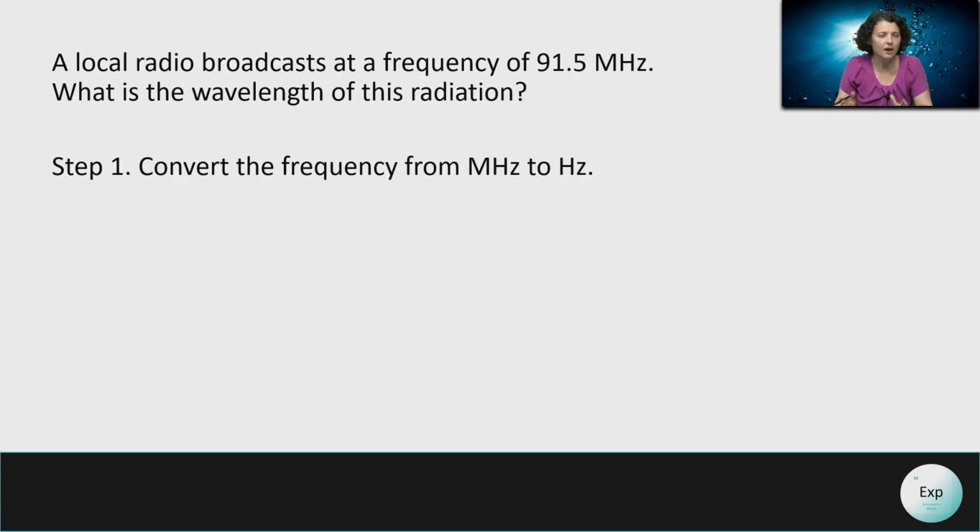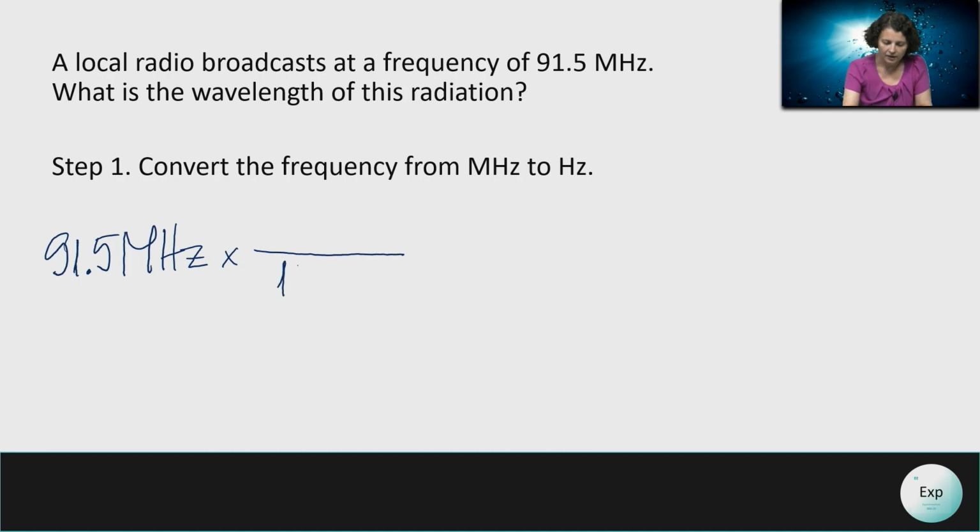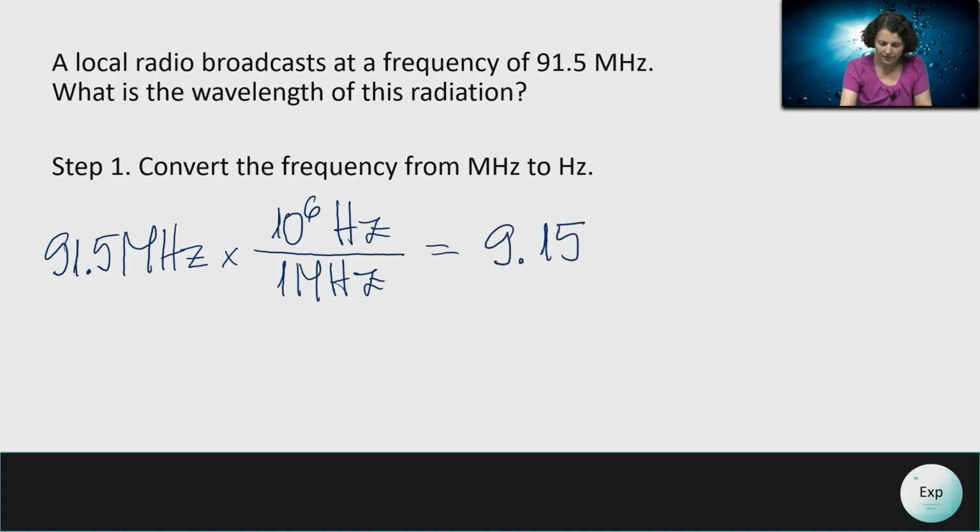We can do it the other way as well. In this problem, we have provided the frequency in megahertz, and the task is to determine the wavelength of the radiation. Step 1, convert to the base unit, which is the hertz or the per second. We start with 91.5 megahertz, and we multiply it by our conversion factor. On the bottom, we have 1 megahertz, and on the top, we have 10 to the 6th hertz. This gives us 9.15 times 10 to the 7th hertz. And now we are in our base unit, hertz or per second.